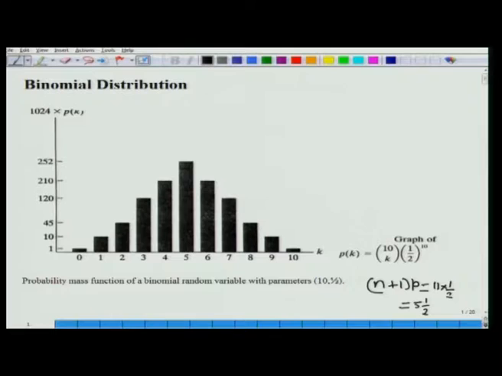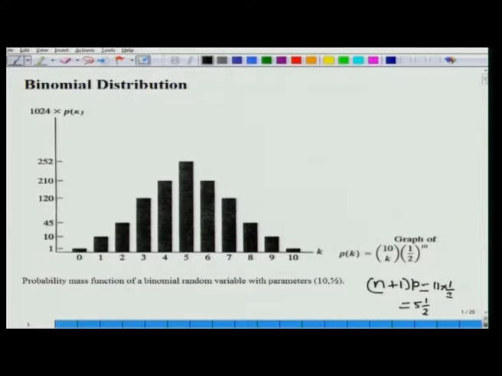As we just proved, in this case the maximum value will be attained at the largest integer present in (n plus 1) into p, which is 5. Therefore, you see the largest bar corresponds to k equal to 5, and then again the values start decreasing. You also see that in this case, because p is half, the graph is symmetric about the value k equal to 5.